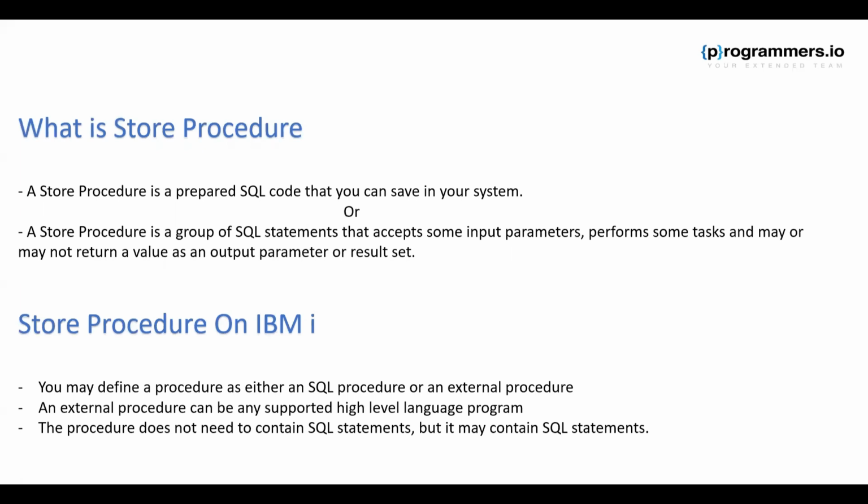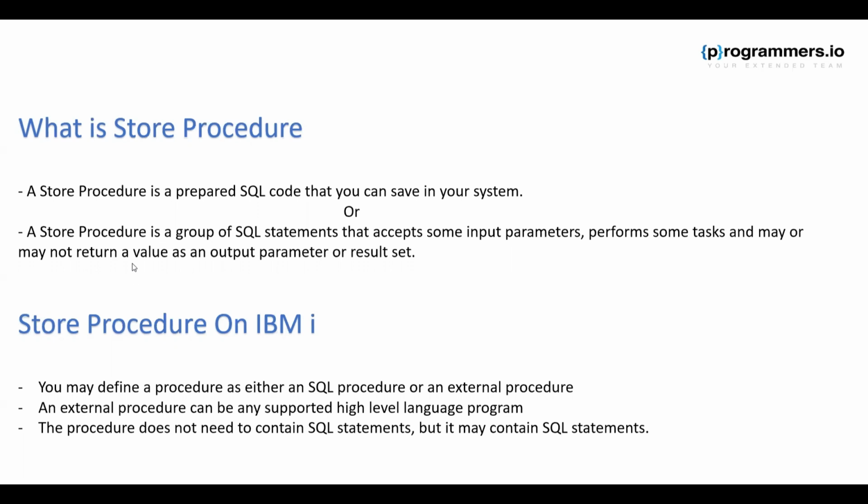So first thing, what is a stored procedure? A stored procedure is prepared SQL code that you can save in your system. As you know, we can save a Java program, an RPGLE program, a CL program, and you can also save SQL code. After that, you can pass some input parameters to that code, take some output parameters, do some processing, and return an output parameter and a result set by that stored procedure.